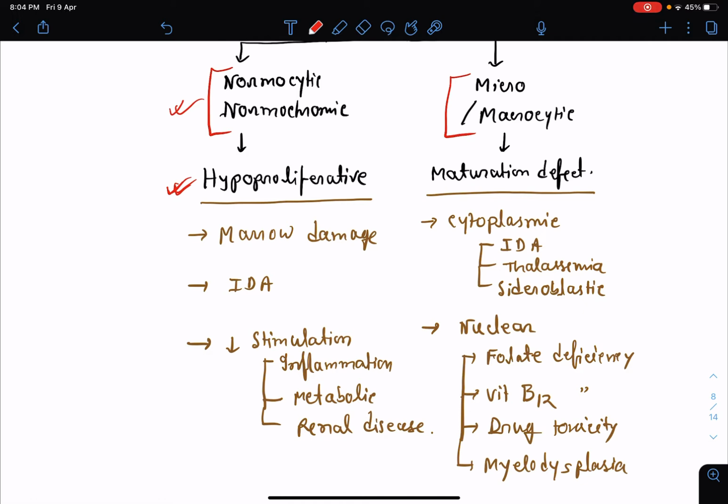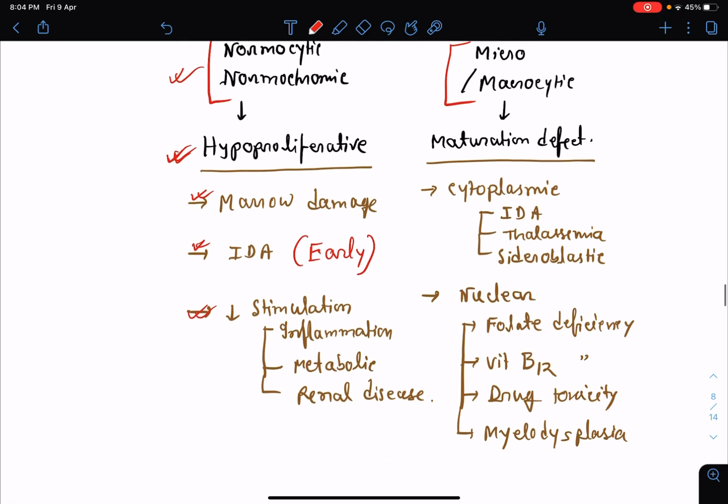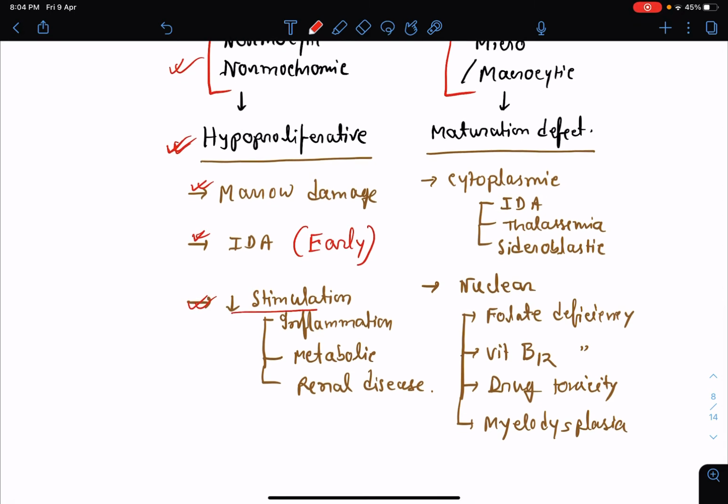Now, what are the causes of hypoproliferative anemia? One cause can be damage in the bone marrow, which can be due to fibrosis, or maybe due to infiltration, or maybe due to aplasia, or it can be early stage of iron deficiency anemia, or it can be due to the reduced stimulation for red cell production. The reduced stimulation can be seen in cases of inflammation, which includes different types of cancers also. Metabolic condition, like for example in hypothyroidism, and in case of renal diseases.